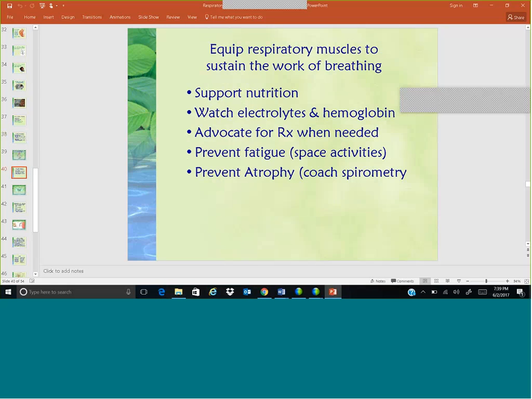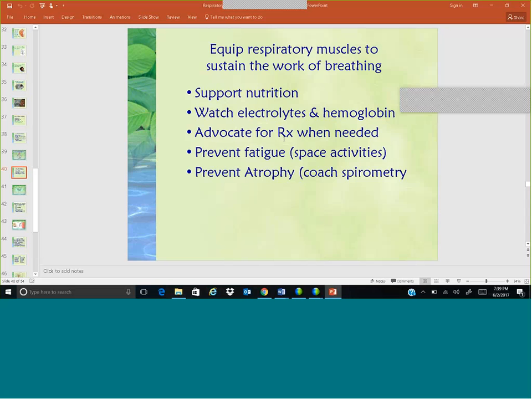Equipment or respiratory muscles to sustain the work of breathing. So you want to support nutrition. If they can eat, we need to make sure that they can. What can they eat? Maybe if, like my little friend, he can't tolerate eating very well, maybe a supplemental shake might do, maybe some protein supplements, something. Watch electrolytes and hemoglobin. If they have no hemoglobin, they can't carry the oxygen.